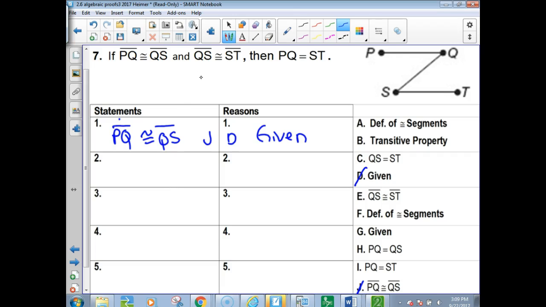Now, there's another thing given, so I'm going to put it next. Segment QS is congruent to segment ST. I'm going to find that over here and cross out. Oh, that's E. I'm going to cross that one out. And then I'll write given, which was G. And now I've taken care of those four.